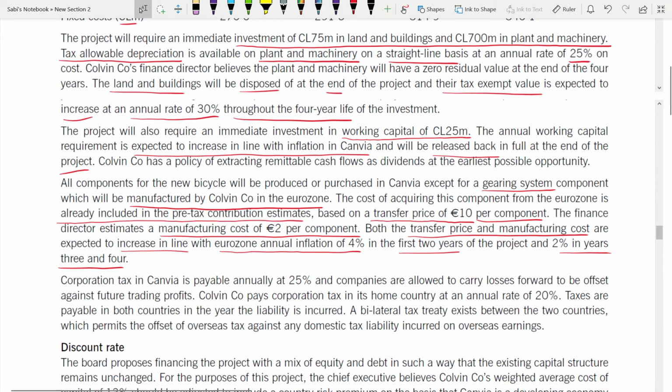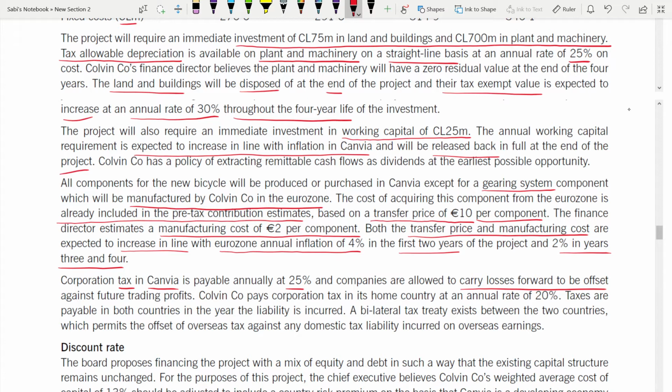Corporation tax in Canada is payable annually at 25%, and companies are allowed to carry losses forward to offset against future trading profits. So tax in Canada is 25%, and they can carry losses forward to be offset against future trading profits. Colvin pays corporation tax in his home country.